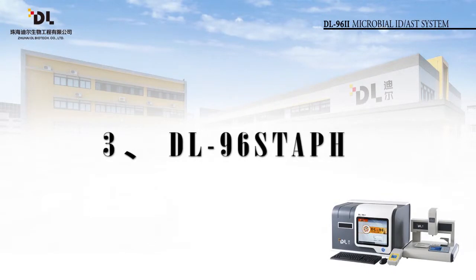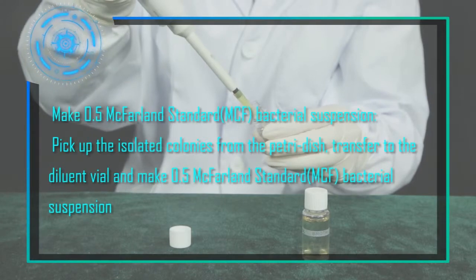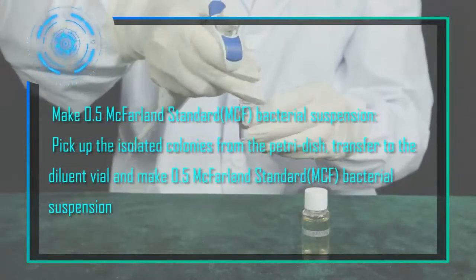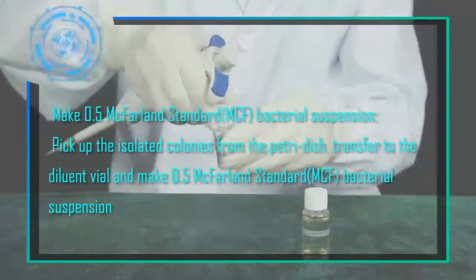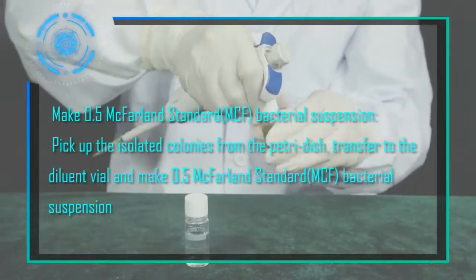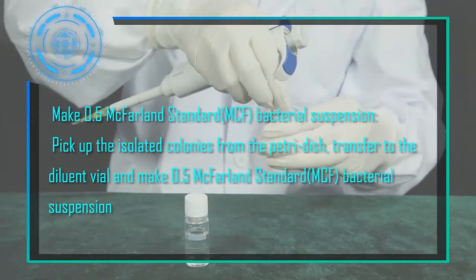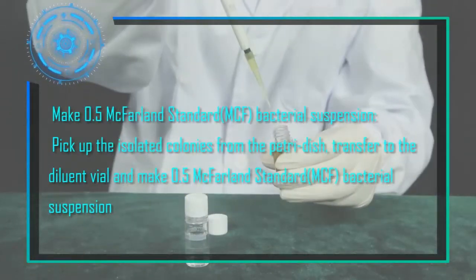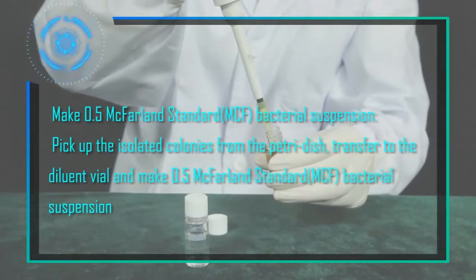3. DL96STRAPH. Step 1. Make 0.5 McFarland standard bacterial suspension. Pick up the isolated colonies from the petri dish, transfer to the diluent vial, and make 0.5 McFarland standard bacterial suspension.